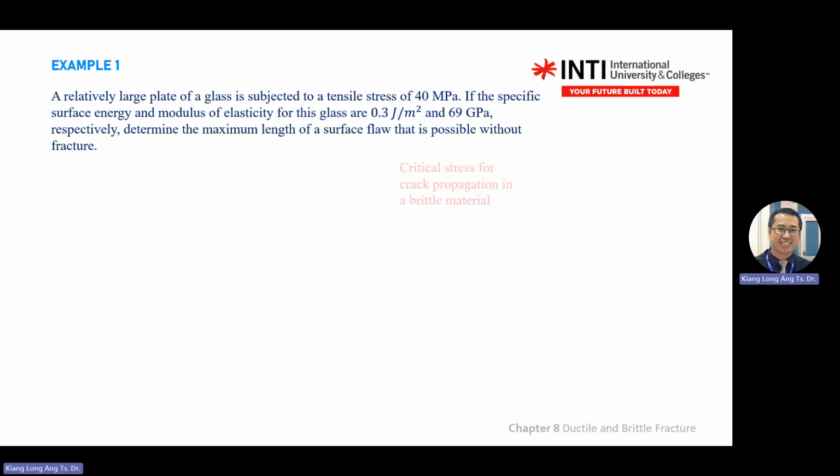So you write the equation: critical stress equals the square root of 2 times Young's modulus times surface energy divided by pi A.